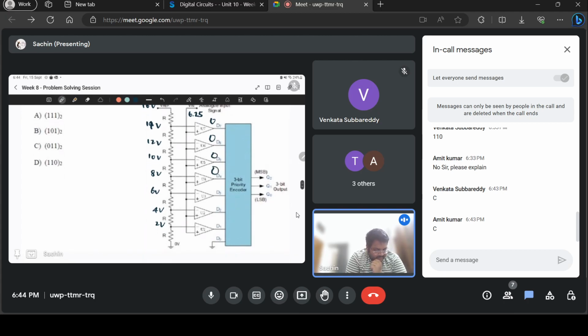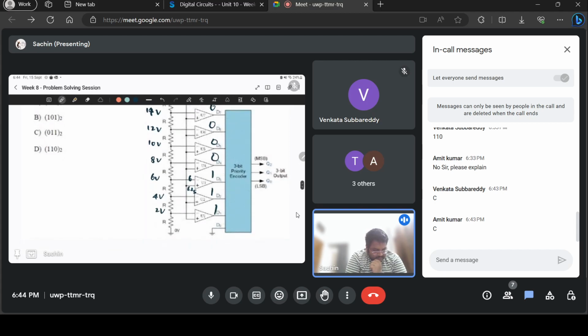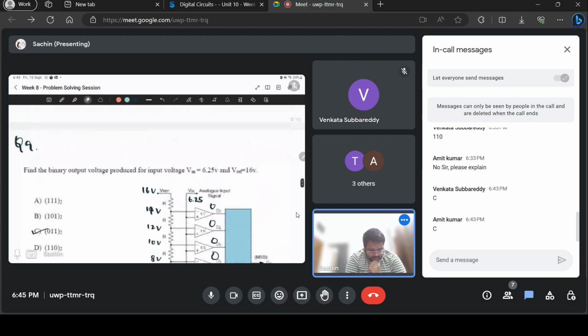But 6 is actually less than 6.25. So here you have 6.25, here you have 6. So the difference between the positive and negative terminal voltage is 0.25, which is a positive number. So your output will go to positive saturation limit. So it can be taken as a logical high. So this will be high, this will be high, this will be high. And since this is D3, your output will be 3 in binary because it's a priority encoder. So the answer is 3. Okay.